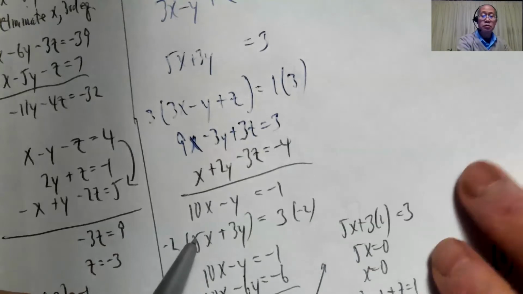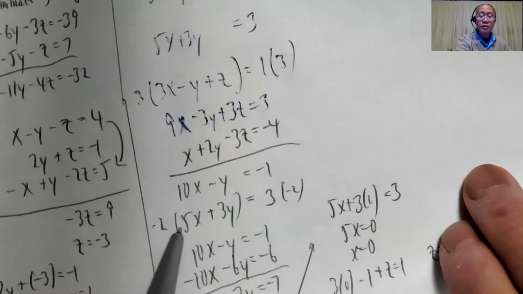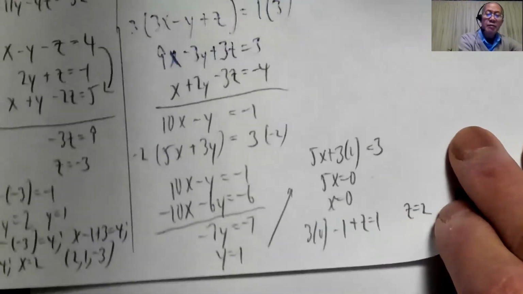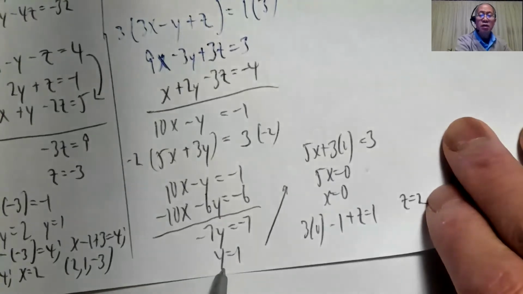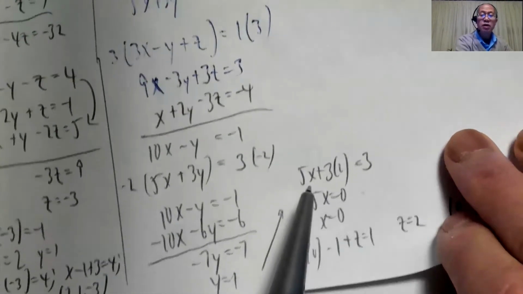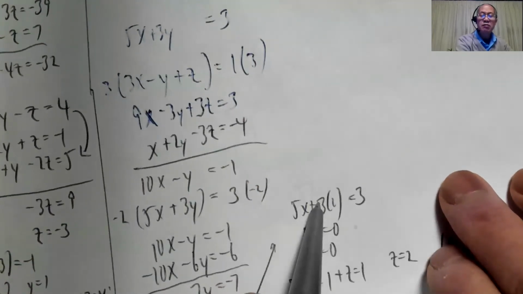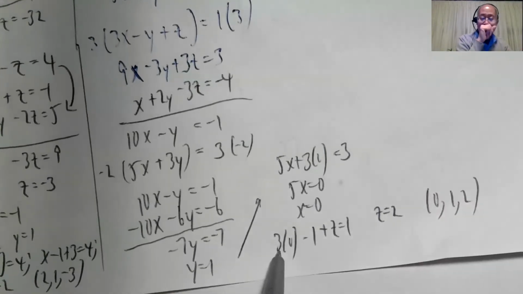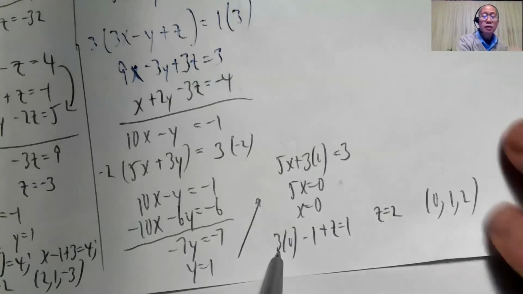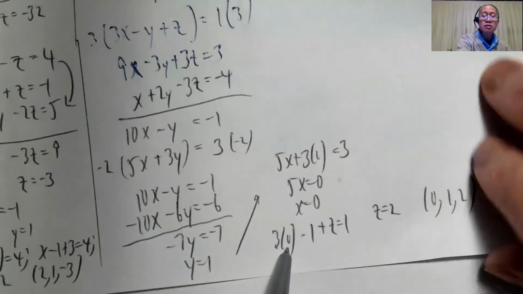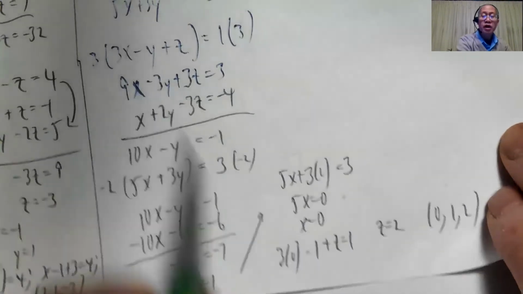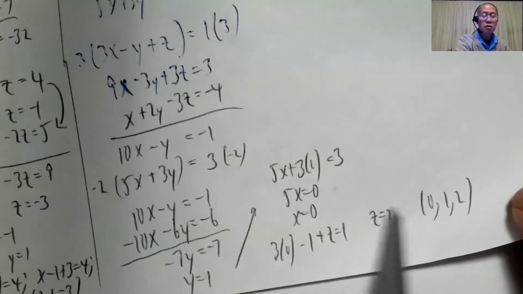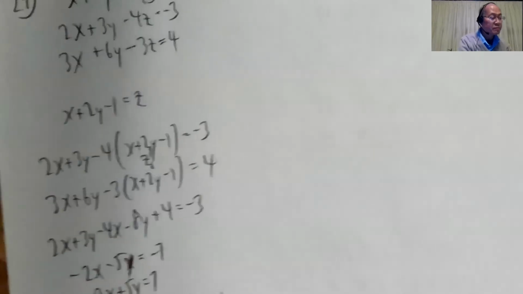So I just have a regular 2 by 2. So I multiply this equation by negative 2. That way this will be a 10x, this will be a negative 10x. Negative 10x minus 6y equals negative 6. Add them up, x drops out. Negative 7y equals negative 7. Y equals 1. Plug into here. 5x plus 3 times 1 is 3. 5x equals 0. X equals 0. Then I have 3 times 0, minus y, which is 1, plus z equals 1. Add 1, so z is 2. So 0, 1, 2 is the final answer.